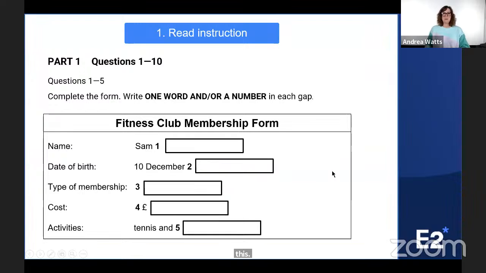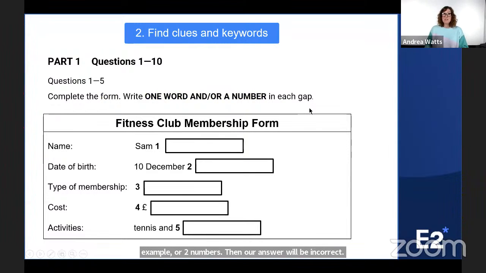All right, so first step, read the instruction. So the instruction tells us to complete the form. Now, this is important because, as we saw, there are 6 different question types in IELTS, and you need to know which one you're working on. And then we have this instruction, write one word and or a number in each gap. This is really important because, as you can see, we have all these gaps here. We need to know, what are we allowed to write in that gap? We can only write one word and or a number. So if we write more than that, if we write 2 words, for example, or 2 numbers, then our answer will be incorrect.